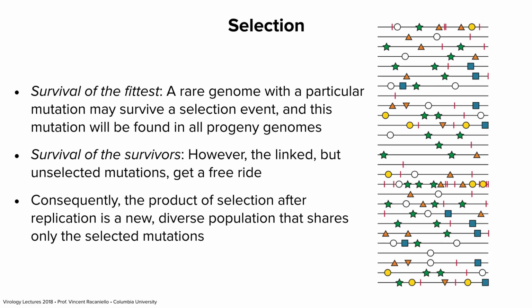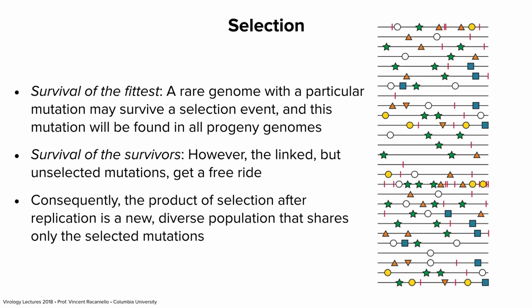That goes back to Darwin, but now we understand at a molecular level what's happening. But the unselected mutations will also get a free ride. So maybe only star 1 is needed to replicate in the bat, but star 2 and triangle go along, and maybe there are other genomes that happen to go along with it that are reasonably fit.